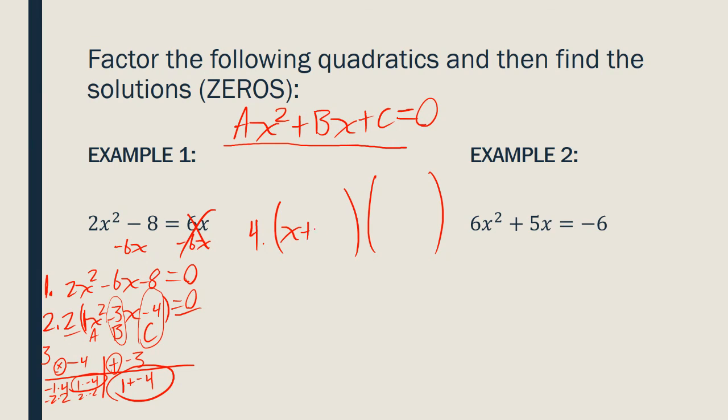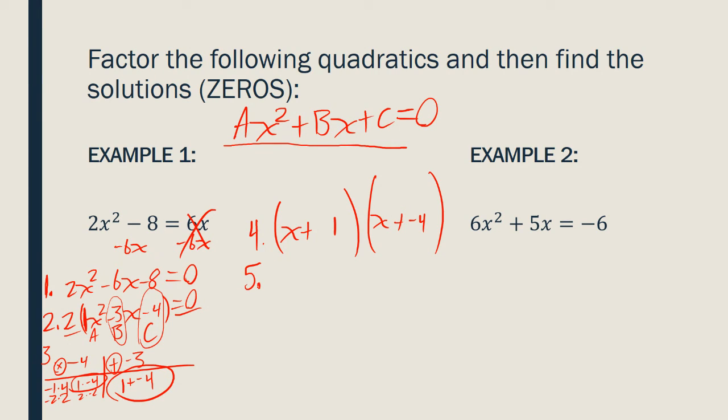X plus blank over a, x plus blank over a, where these blanks are filled in with my golden numbers, 1 and -4. Then a is filled in by this term in front of the x squared, my a term, which is just 1. And anything divided by 1 is just itself, so I don't even need to include those here. So my factors are x plus 1 and x plus -4.